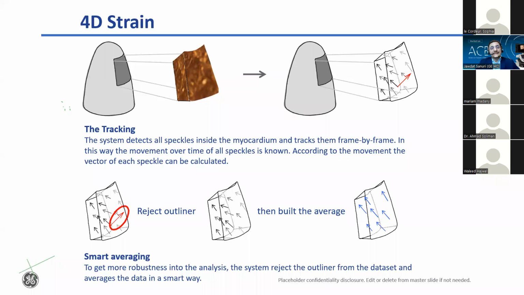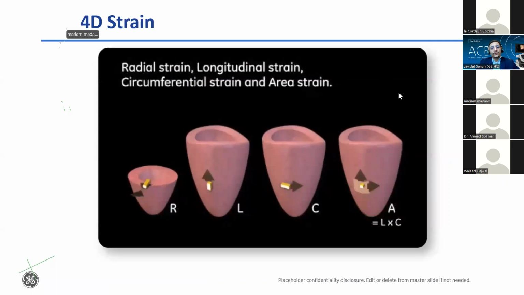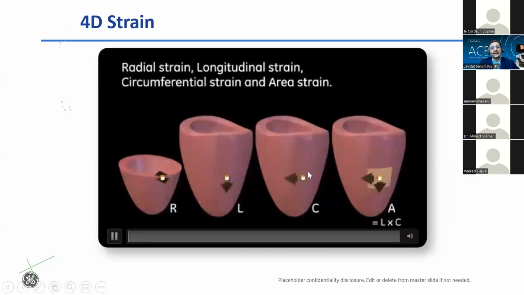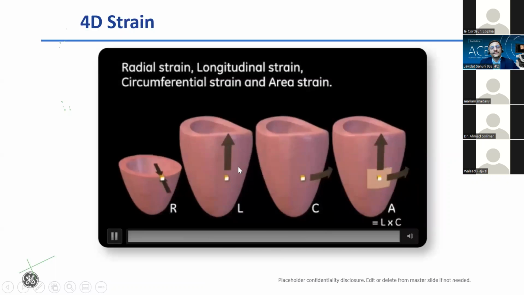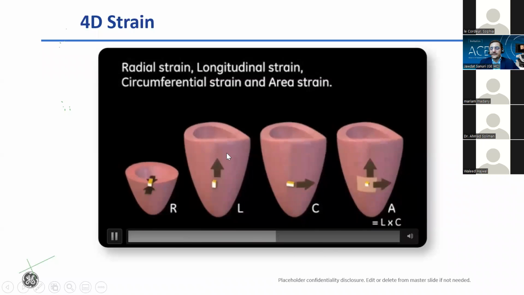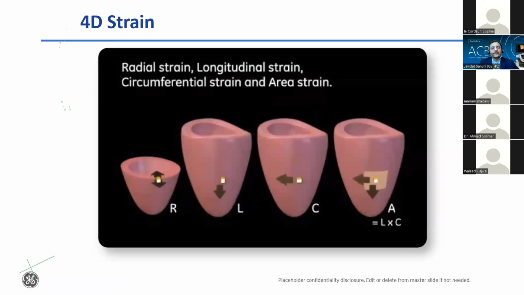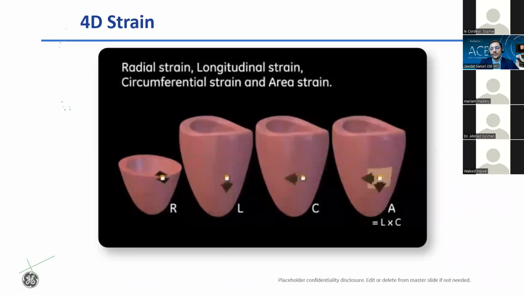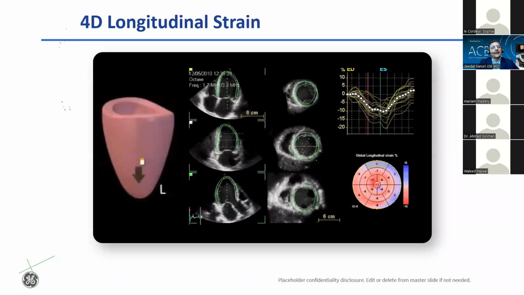However, with 4D strain, we have the full speckle of the entire segment. It's not only a cut plane, not longitudinal, not short axis of the segment, but it is really the entire segment. And the speckle tracking algorithm is tracking this entire segment throughout the cardiac cycle, hence enabling us to do longitudinal strain, circumferential strain, and radial strain for each segment, for the entire segment of this myocardium, not a cross section or a cut plane of this segment.